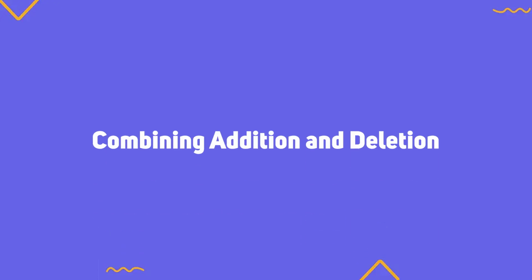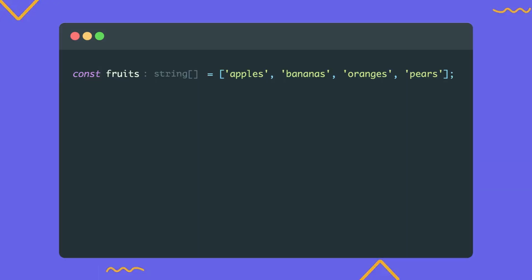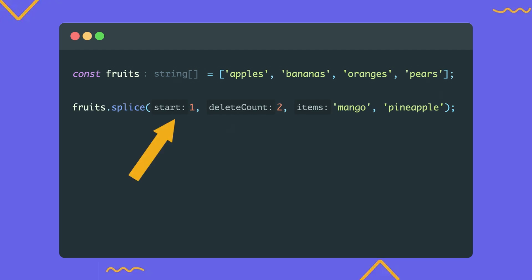Example 5. Combining addition and deletion. What if we need to remove and add multiple elements at once? Let's say our array looks like this. We want to remove both bananas and oranges and replace them with mango and pineapple. Here's how to do it with splice. We start from index 1, remove two elements, bananas and oranges, and replace them with mango and pineapple. The splice method handles everything in one call, which makes it very convenient for complex array manipulations.